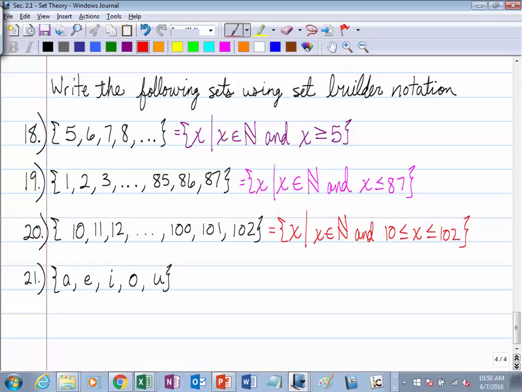All right. So for number 21, we could say x such that x is a vowel.